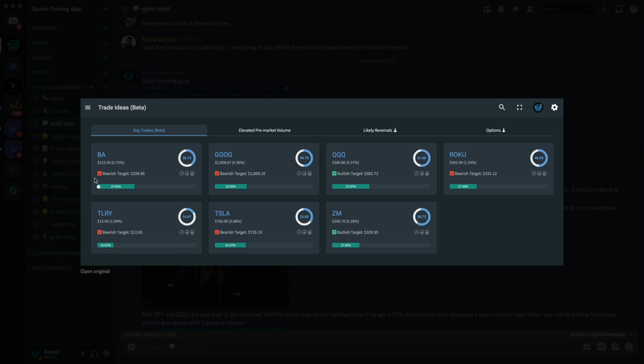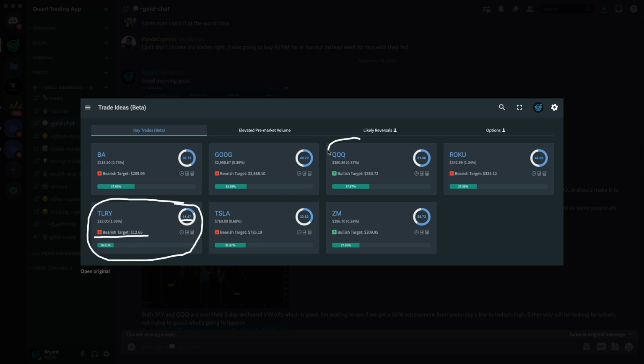So what we can see here is there was a bearish target for Boeing, and this is its strength. The lower this number is, the more confidence it has in its bearish targets. As we can see right here, Tilray had a bearish target and its strength was a 14. That's very low. So in other words, the algo is saying it's very confident in Tilray selling off today.